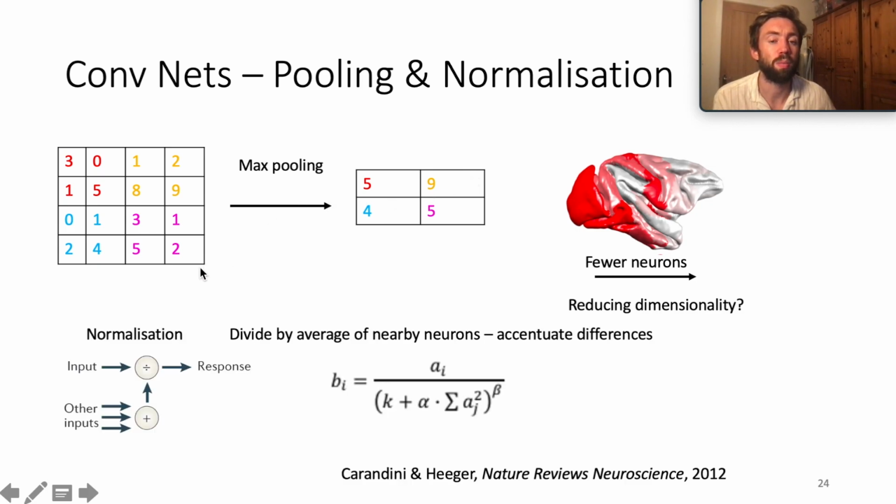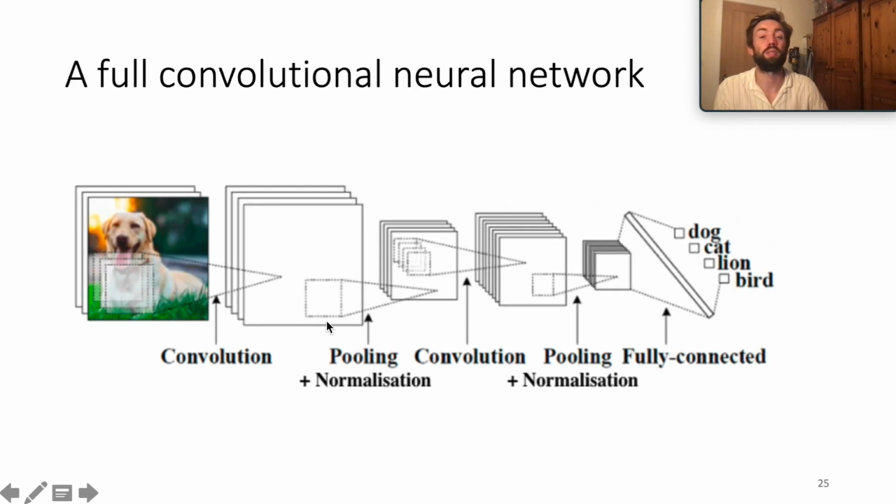Sometimes people also do a normalization of the activations, for example, within a layer. This is actually very similar to something that is seen in real neurons, that very often the activity of a neuron is essentially divided in practice by the activity of nearby surrounding neurons. And this seems to accentuate the differences in firing between neurons. So this is essentially what a full convolutional neural network may look like, with multiple different convolution, pooling and normalization steps. It often ends also with a fully connected layer or two before some sort of a classification.